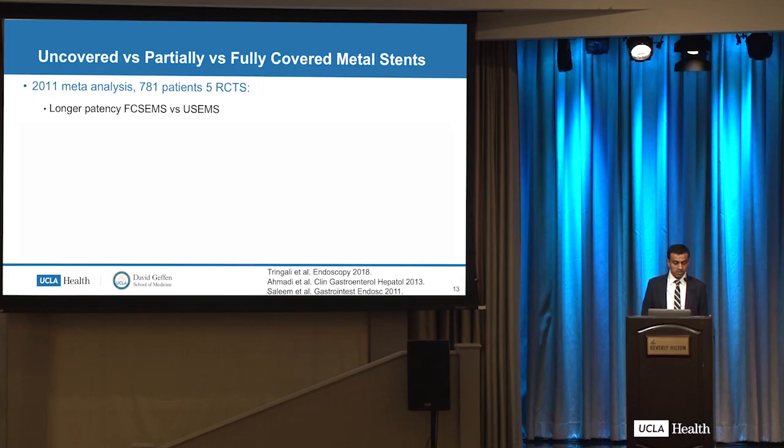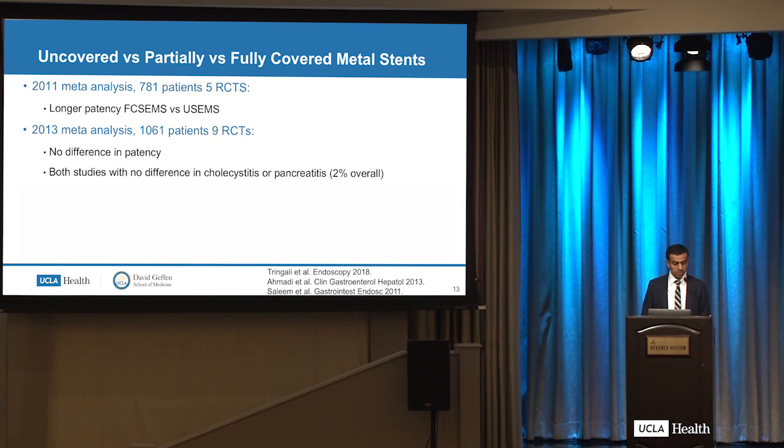But in general, there have been 3 meta-analyses looking at the question of uncovered versus just fully covered stents. An older one showed a longer patency for fully covered stents versus uncovered stents. And the idea is that the coating on the fully covered stent prevents ingrowth of the tumor into the lumen of the stent. However, 2 meta-analyses since then showed no difference in patency. Both of these also showed no difference in cholecystitis or pancreatitis. And so there's that second asterisk where if you're worried about blocking off the cystic duct by using a covered stent, that does not seem to be borne out in the data.